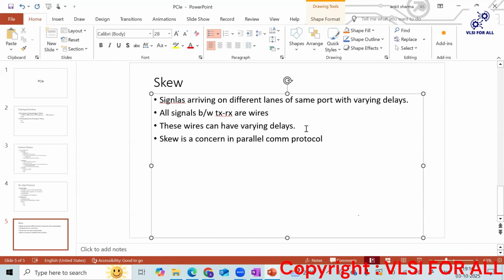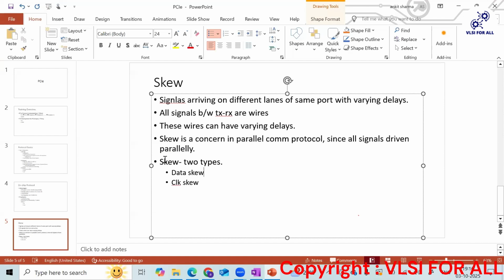Okay. So why? Since all signals are driven parallelly. Right? So now what happened here? Skew. So we have two types. One is data skew and another one is clock skew.